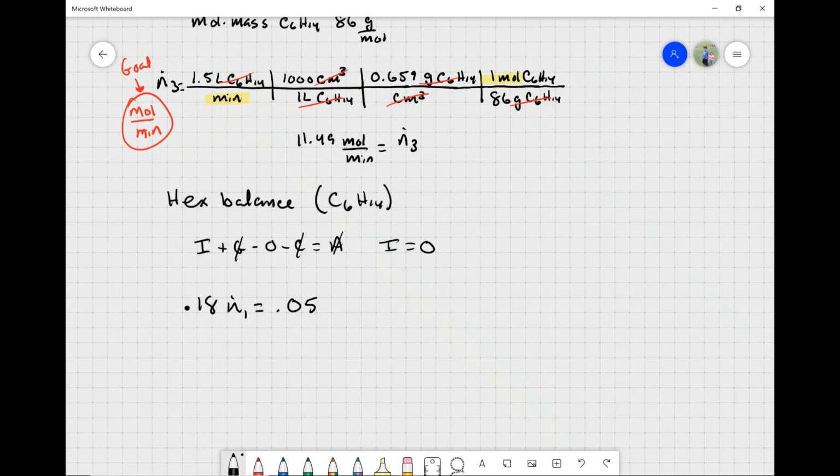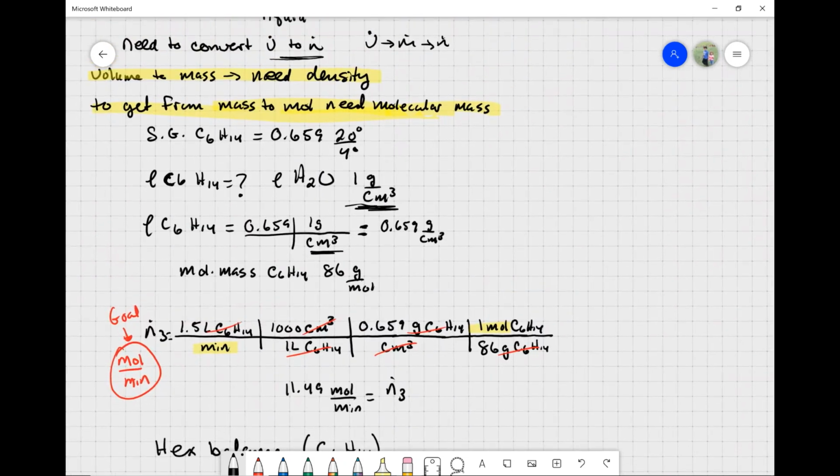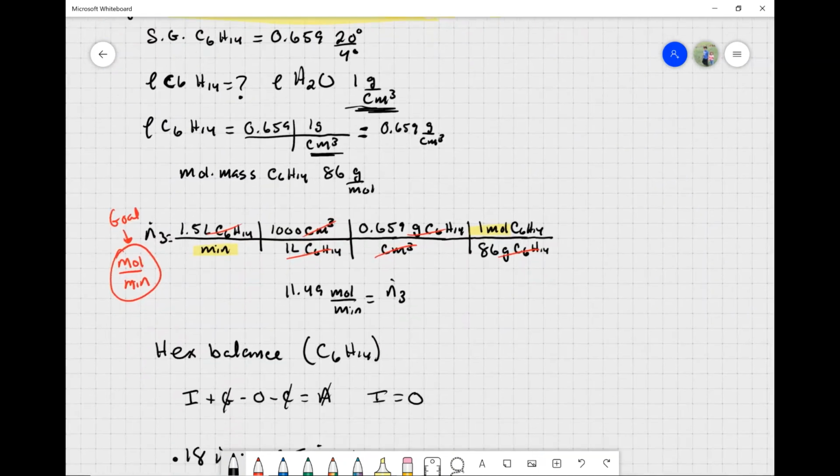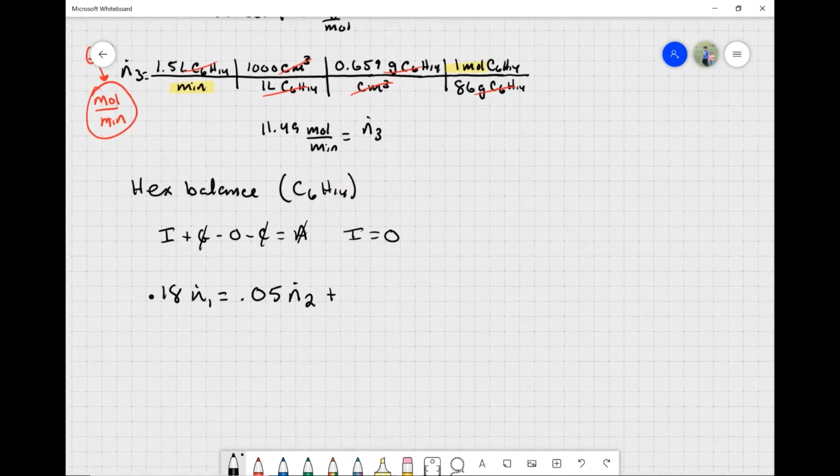.05 N2, and it was all of N3. So all of N3 is hexane, and we converted it to a molar flow rate, so everything's going to work out fine. Plus N3. And I'm going to rewrite it with what we know N3 to be in a second. And I'll show you how awesome it actually works out.